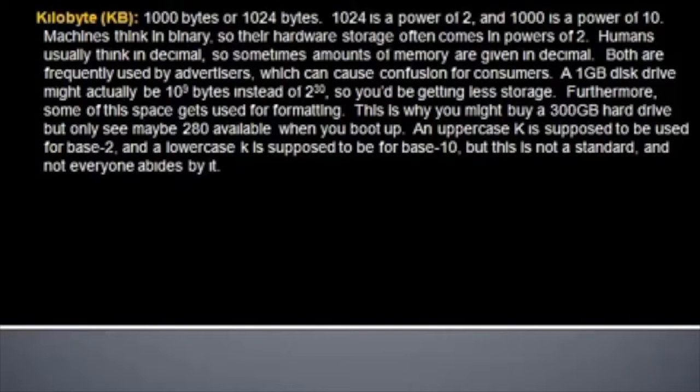A 1 gig disk drive might actually be 10 to the 9th bytes, instead of 2 to the 30th, so you'd be getting less storage. Furthermore, some of the space gets used for formatting. This is why you might buy a 300 gig hard drive, but only see maybe 280 available when you boot up. An uppercase K is supposed to be used for base 2, and a lowercase k is supposed to be used for base 10, but this is not a standard and not everyone abides by it.